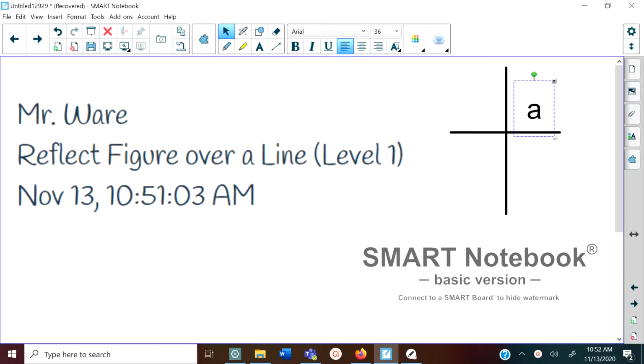So we did rotations and we did translations. Reflections is a flip where you flip it over a line. It's kind of like pancakes in a skillet. You just want to flip it over that line so that it reflects from the other side. Okay? So let's take a look at a couple of examples.